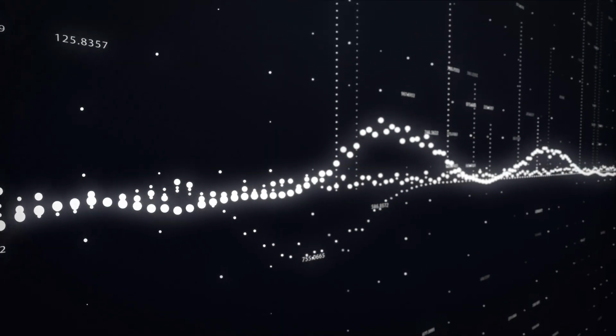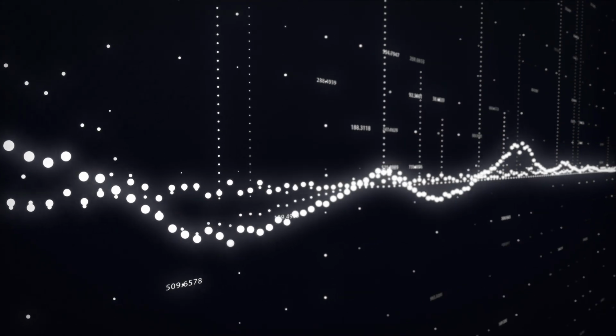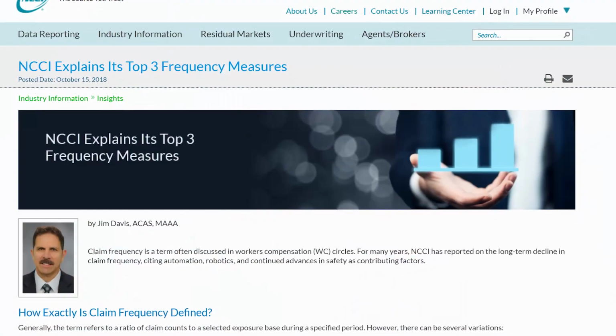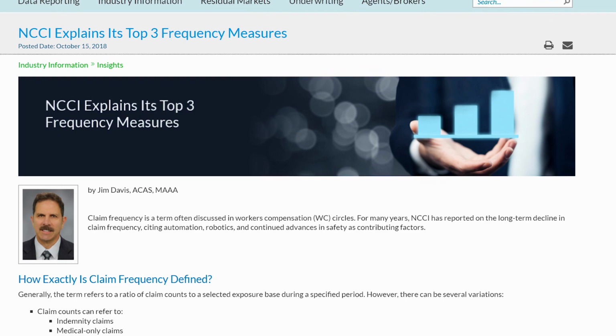For measuring changes in frequency over time, we turn to one of our other measures, that's frequency per premium. This measure is far less distorted by changes in industry or class mix over time. And the paper goes into some of the technical reasons why that is the case. Anyone that's been involved in the workers' comp industry over the last several years is well aware of the long-term decline in claim frequency, and NCCI continues to monitor this and share our findings.